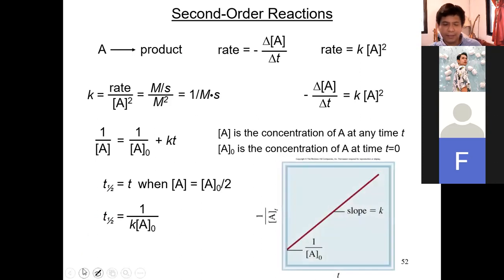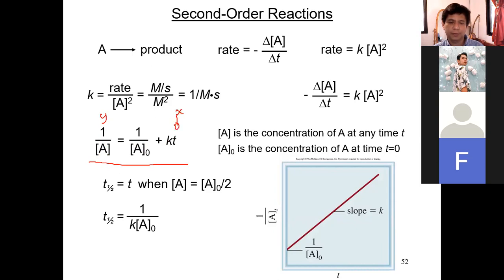Okay. Tapos pag second order, ang ipa-plot nyo, ito kasi yung equation natin. So, pag second order, ang ipa-plot nyo, ang y nyo is 1 over a. Kamukha nung ginawa natin sa first order. Ang y is 1 over concentration of a. Tapos, ito yung x, yung time.